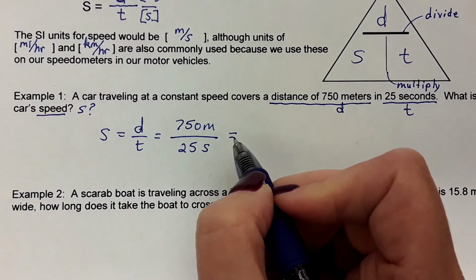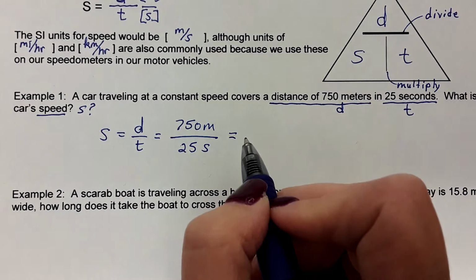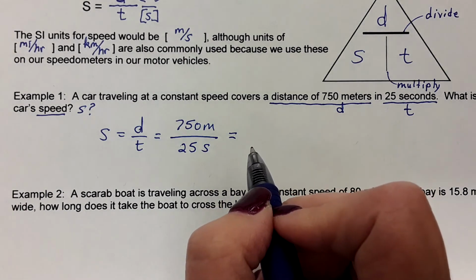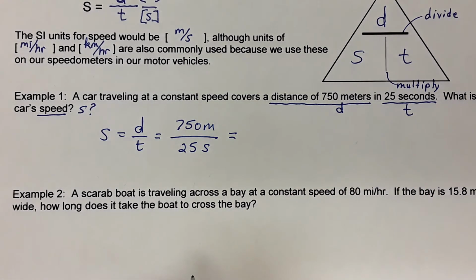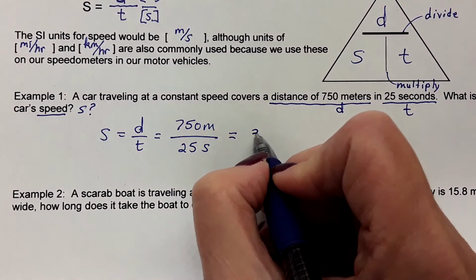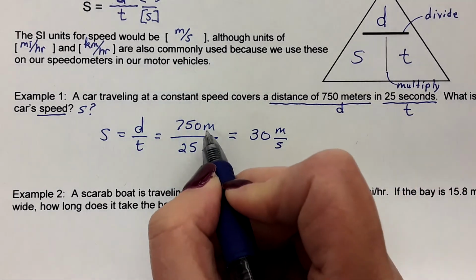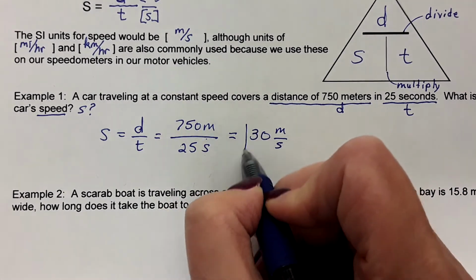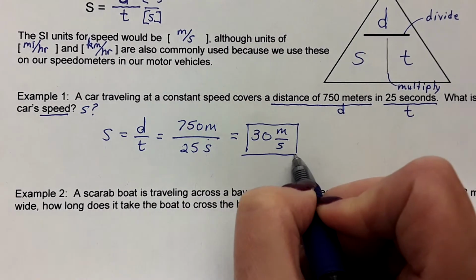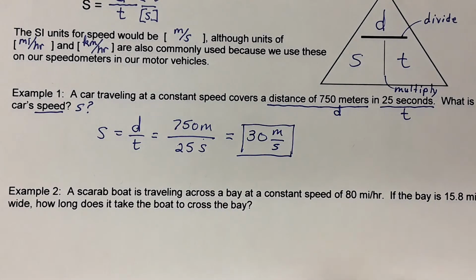All right, so if you take your calculator and plug in 750 over 25, see what you get. Go ahead and pause right now, put that in your calculator, and see if you get that. Okay, now I hope you did, and if you did, that means you got 30 meters per second. Meters per second. So there's the speed of the car. Okay, that wasn't so bad, was it? No, it wasn't too bad.